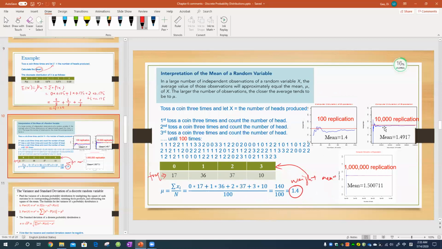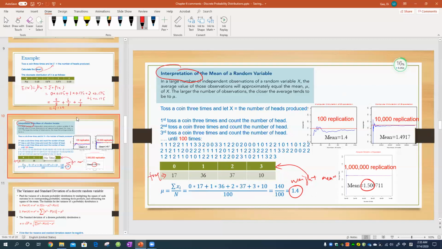But what if you do 10,000 times? Then we can repeatedly do this and calculate the mean. The mean is 1.4917. So that is very close to the theoretical value already. What about if we keep increasing? We do 1 million replications, then the mean is 1.500711. So that's basically 1.5 already. So that's the interpretation of the mean of a random variable. And again, it's the law of large numbers. The law of large numbers.